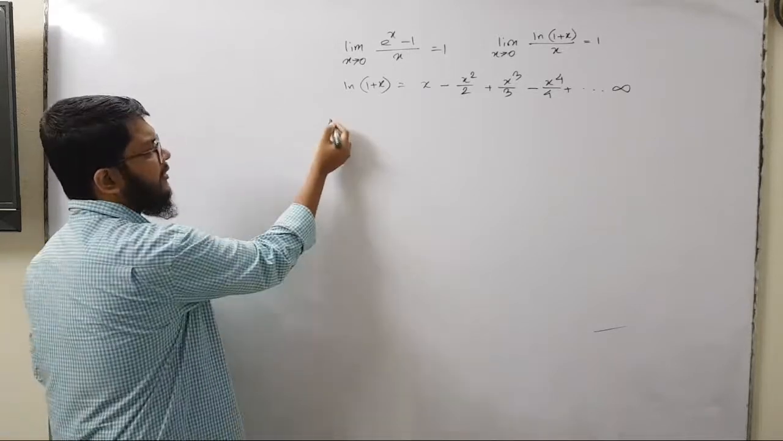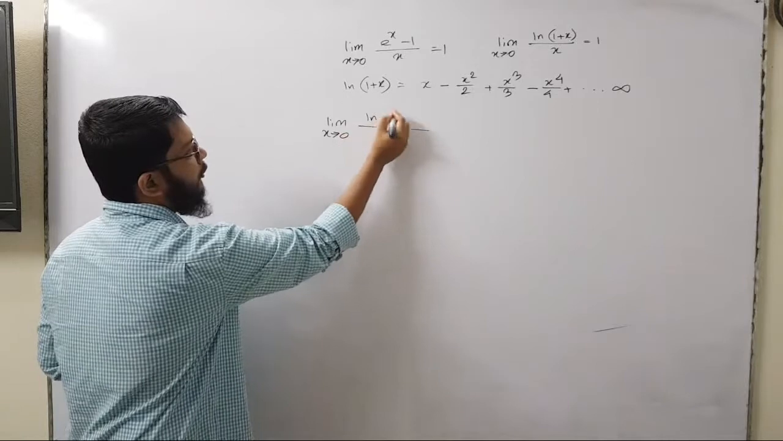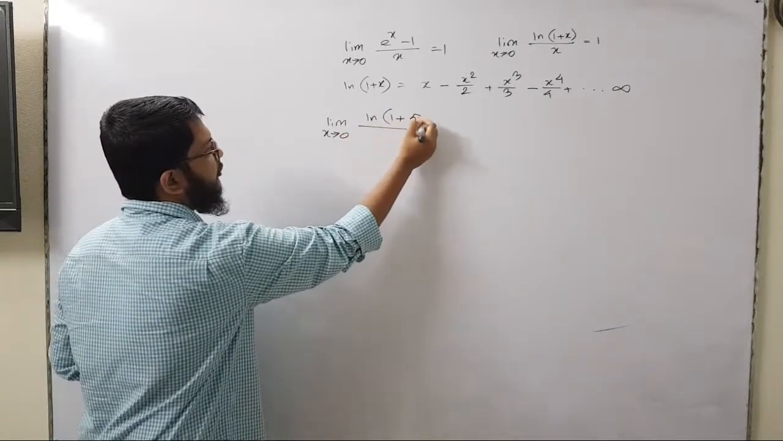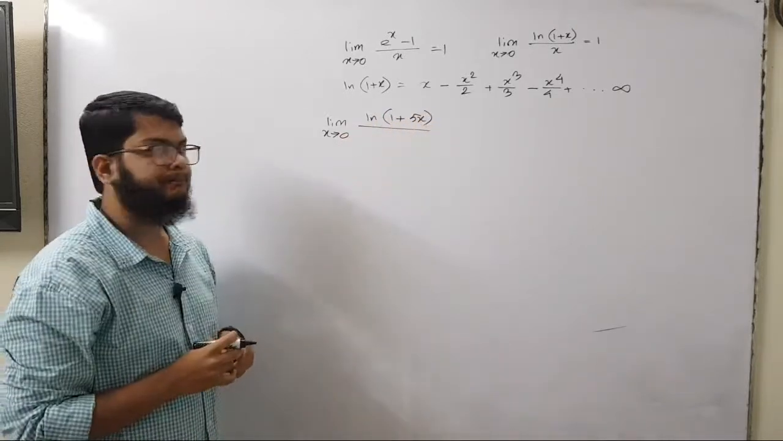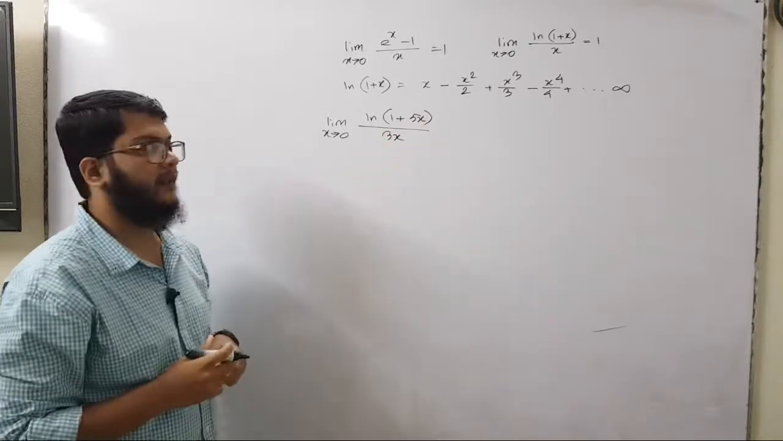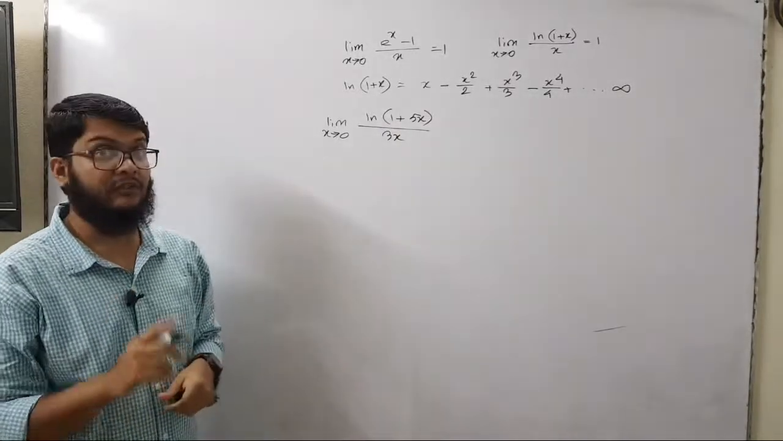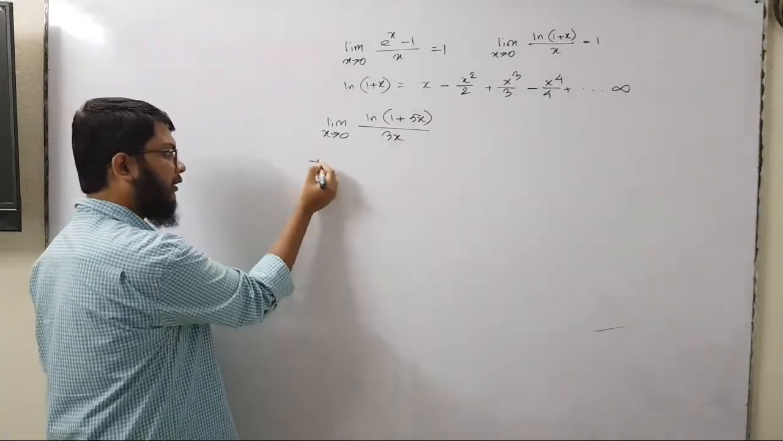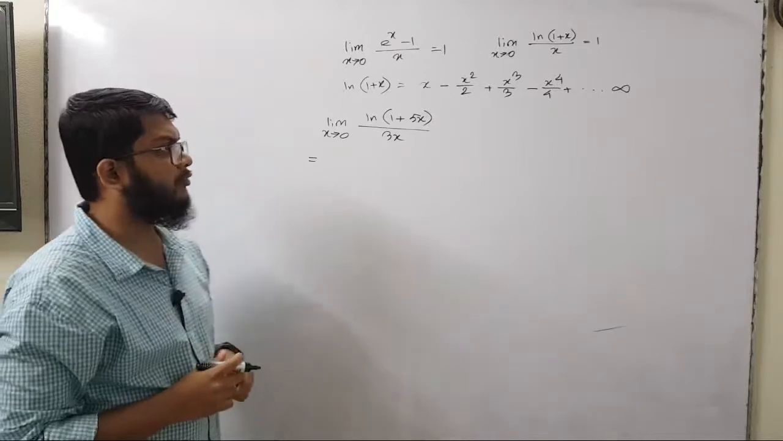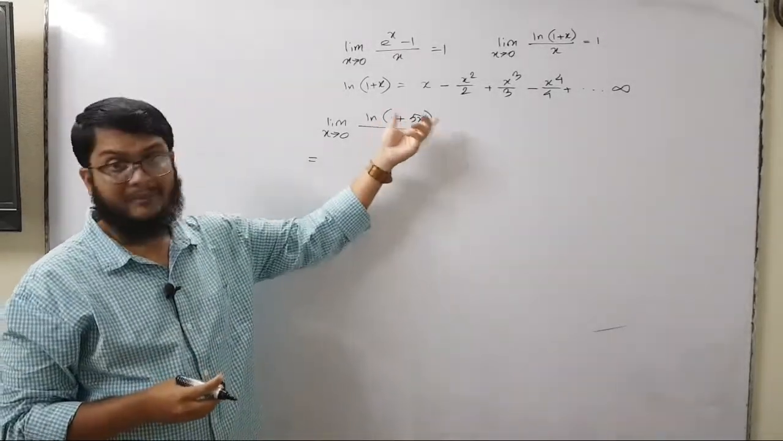Suppose you have something like this. Limit x tends to 0, ln(1 + 5x) divided by 3x. So what would be the value equal to? Okay, let us solve it. Before solving it, what you need to know is the expansion of ln(1 + 5x).